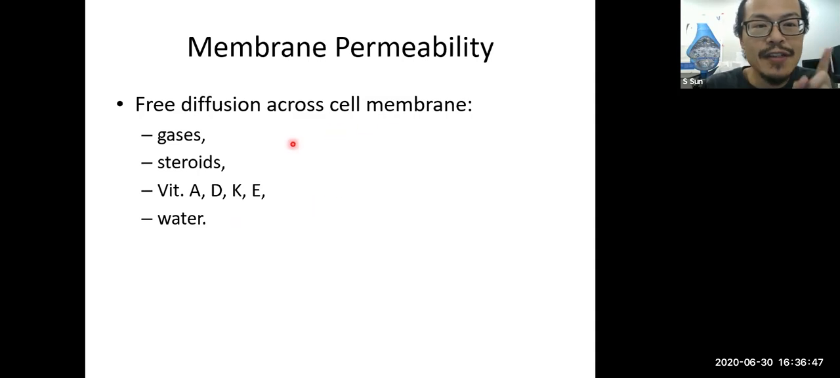Oh, gas. I forgot to mention gas last time when we talked about the membrane. So it's gas, O2, CO2, steroids, vitamins A, D, K, E, and water. These are permeable and can freely diffuse across the membrane. So if they can freely diffuse across the membrane, then what's the driving force of their movement from one compartment to the other compartment?